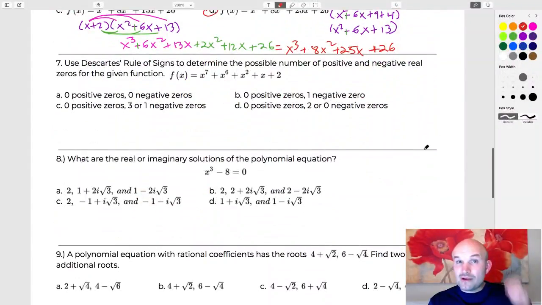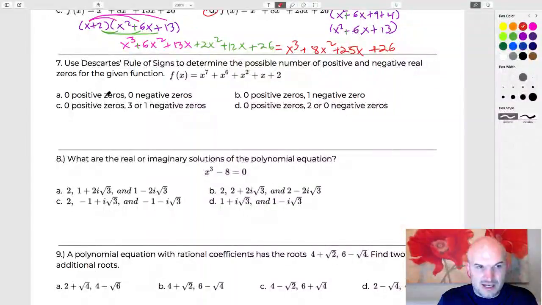The next one is using Descartes' rule of signs. We're almost done, guys. We've got 3 more to go. So Descartes' rule of signs basically determines the number of sign changes. You can see that if we were to do the sign changes here, there are no sign changes, so therefore there are no possible positive real zeros.